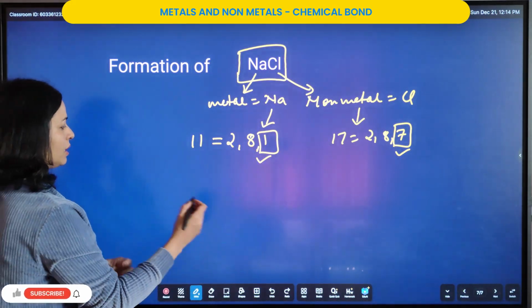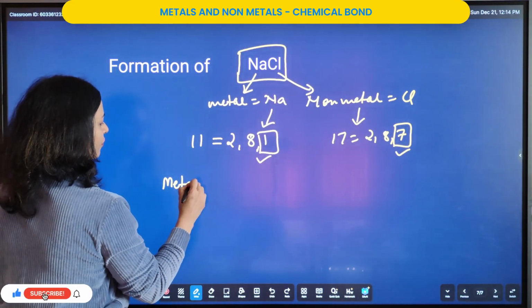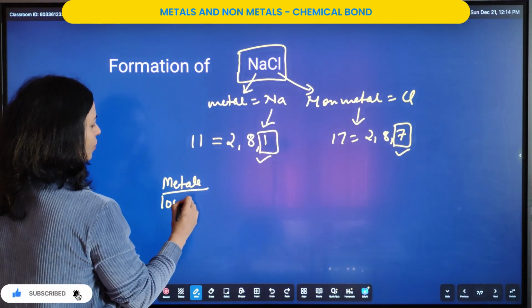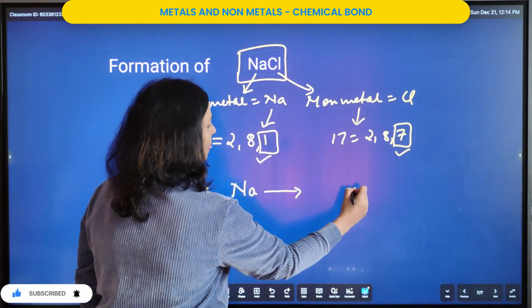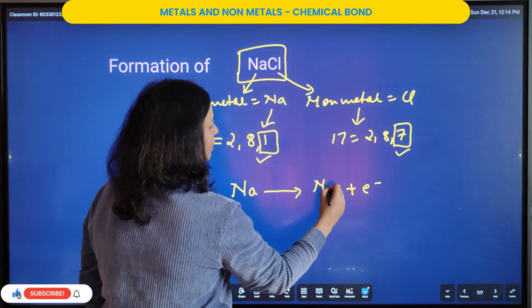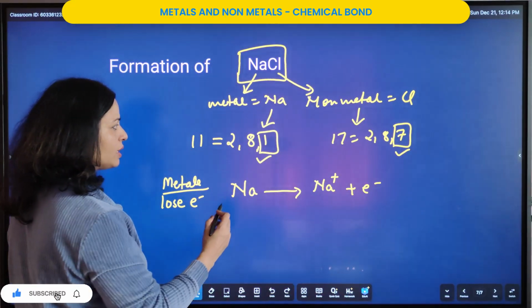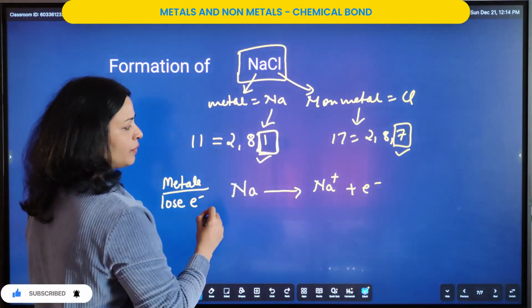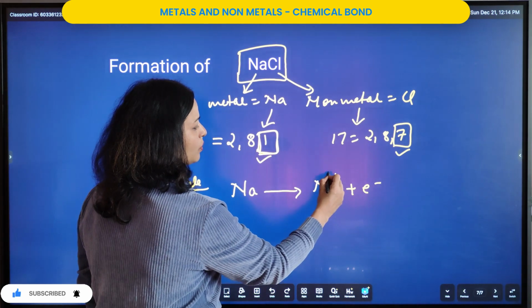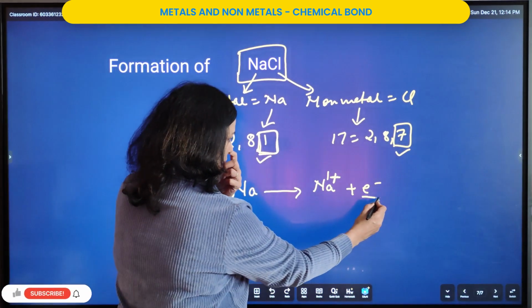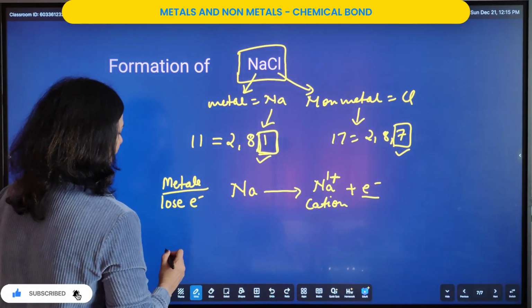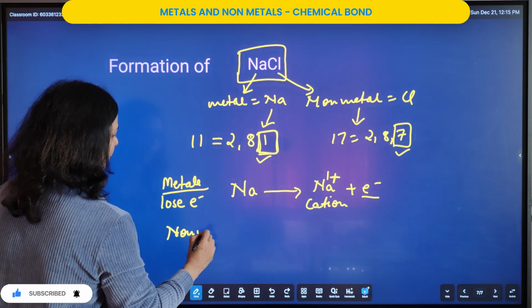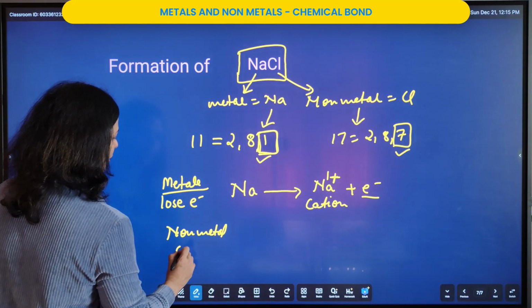So what happens here is, as I said, metals will lose electrons. Sodium will lose an electron. How many electrons does it lose? It loses this 1 electron. That's why I am putting a plus 1 charge. It has lost this 1 electron and becomes a cation. Whereas if you see the non-metal, chlorine here, it will gain an electron.